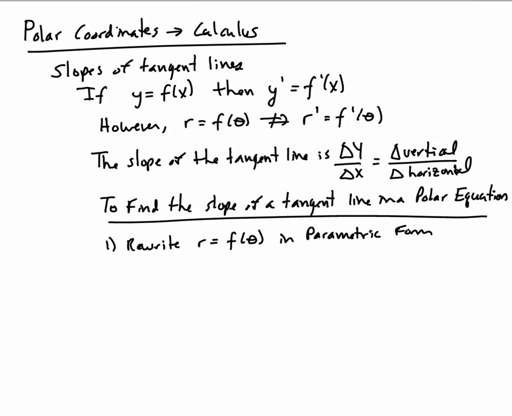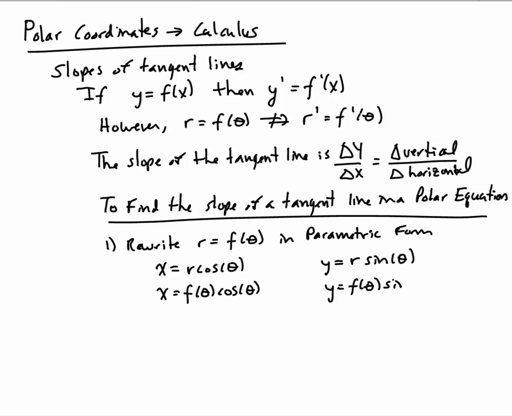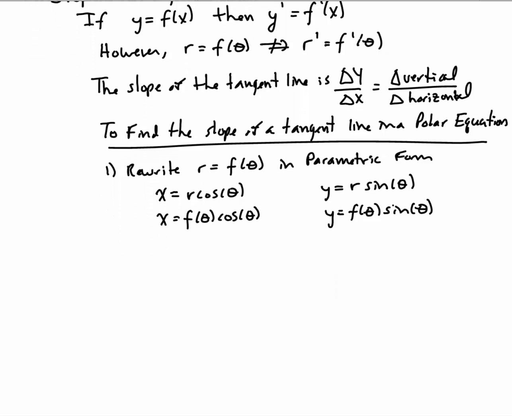To get back to parametric form, we know x is equal to r cosine theta and y is equal to r sine theta. But we know from right up here that r is equal to f of theta. So we end up with x equal f of theta cosine theta, and y equal f of theta sine theta. So that's where we start.